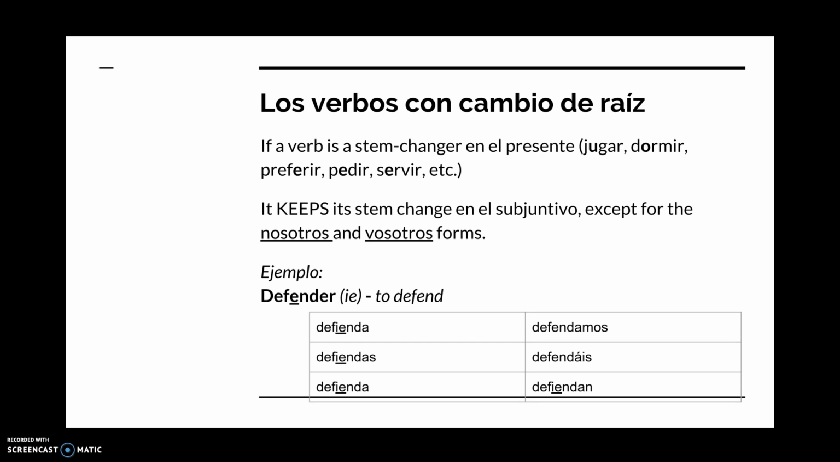We have here as an example the verb defender from your vocab list. Defender means to defend. And we have defienda, defiendas, defienda, defendamos, defendais, and defiendan. So in the subjunctive, just like in the present indicative, you're really dealing with the boot verb type of situation here.